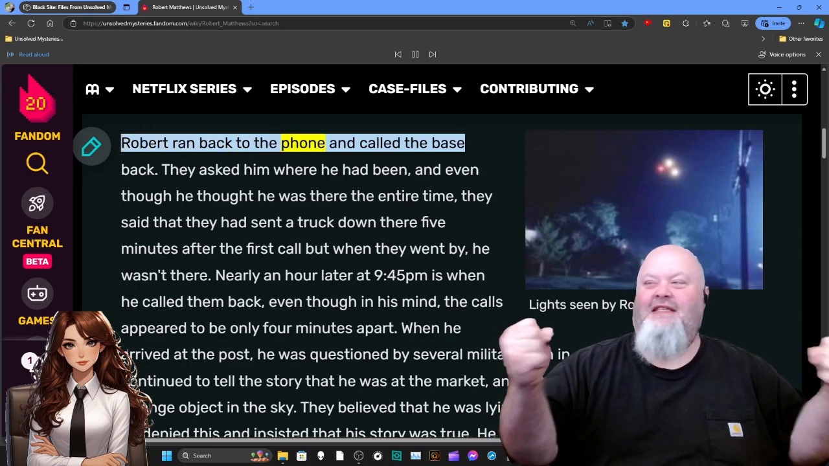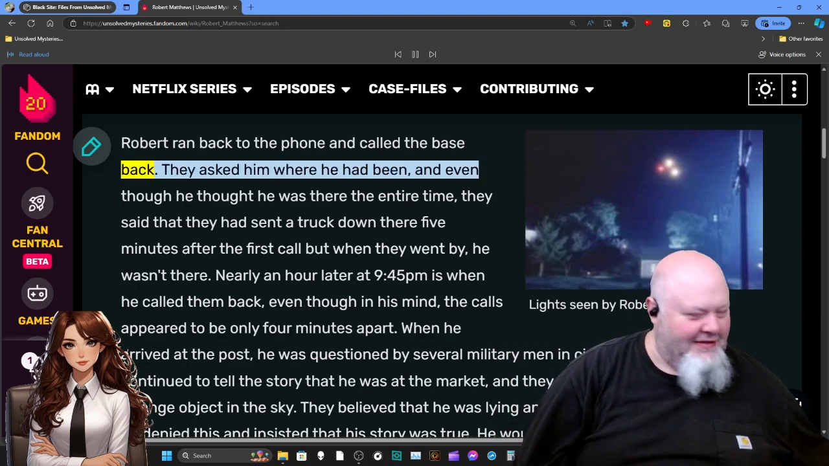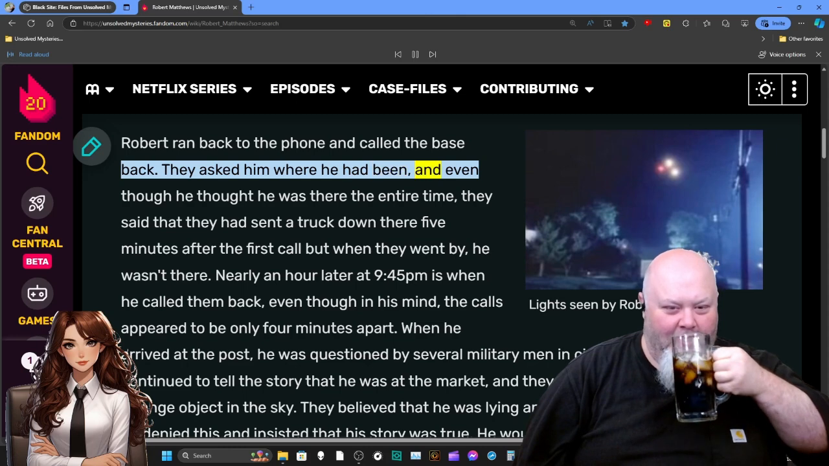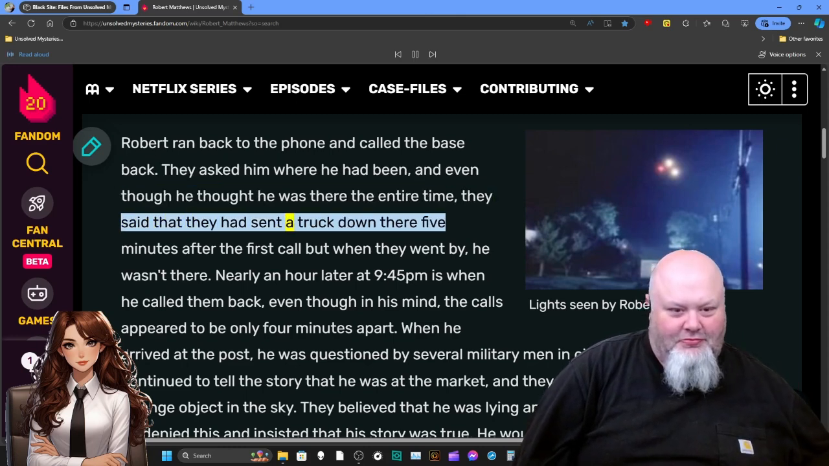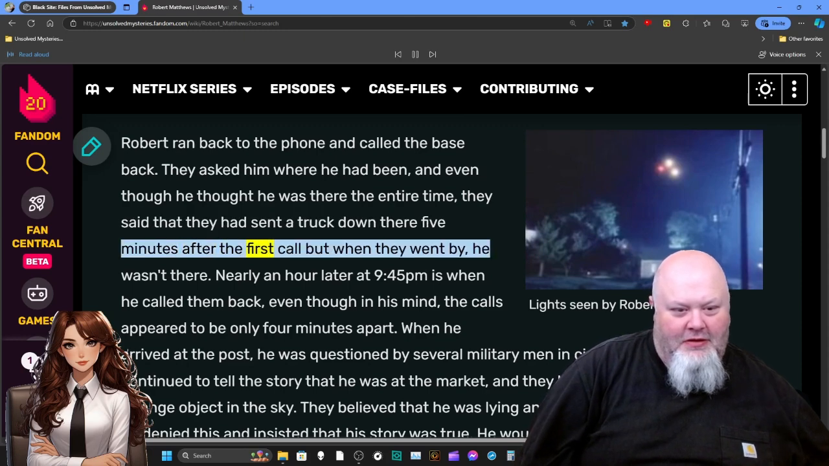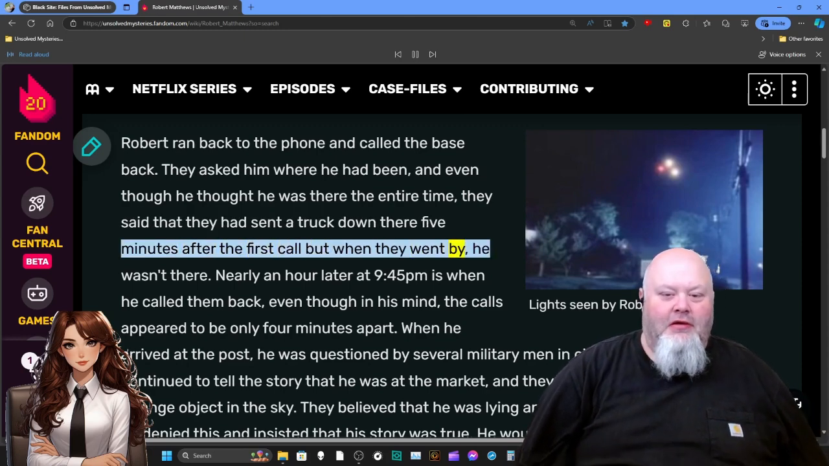Robert ran back to the phone and called the base back. They asked him where he had been, and even though he thought he was there the entire time, they said that they had sent a truck down there 5 minutes after the first call, but when they went by, he wasn't there.